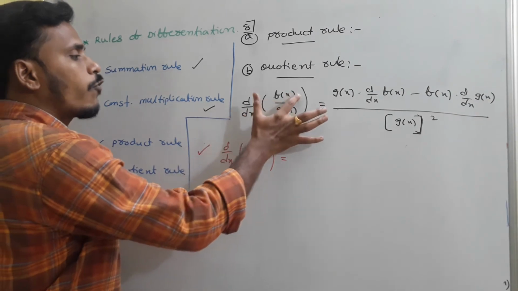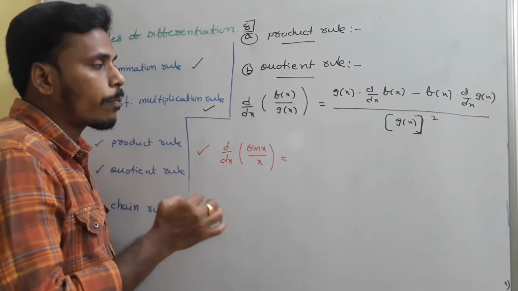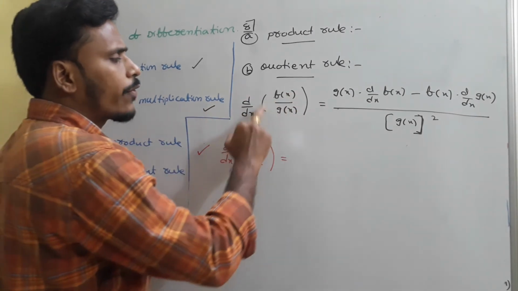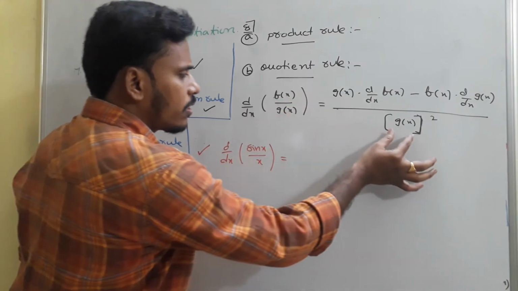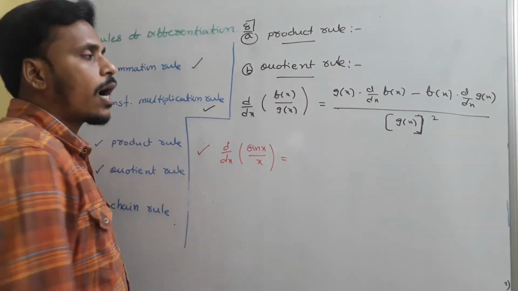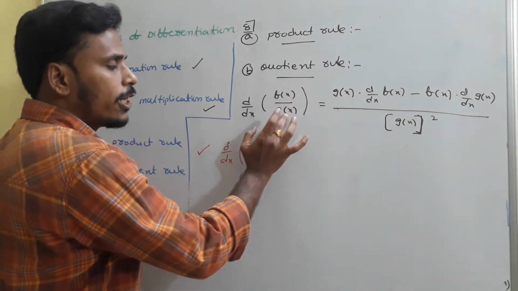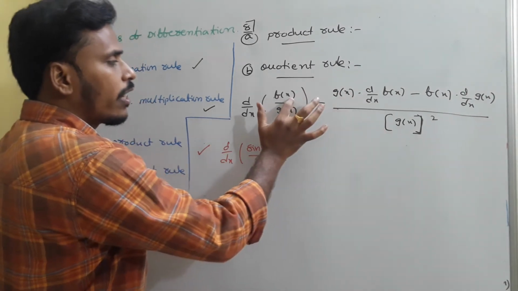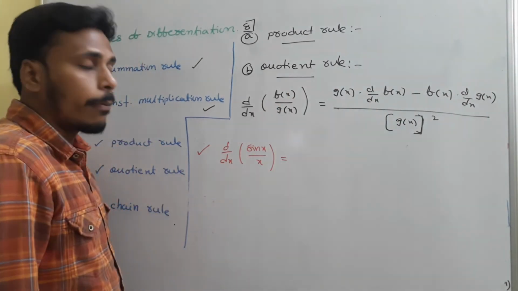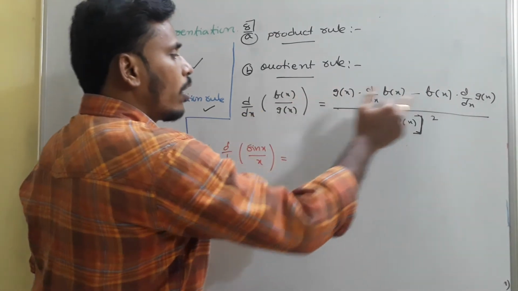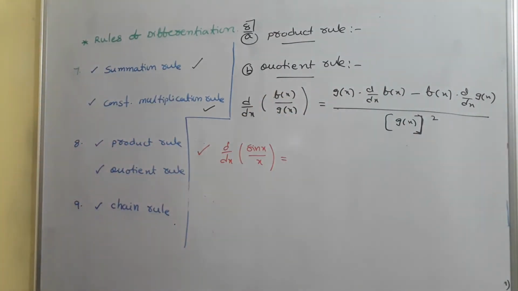D by dx of f of x by g of x is simply, if you go with the definition method, your answer is simply g of x, the denominator, square, and the numerator, see, the denominator g of x into derivative of this numerator f of x minus f of x into derivative of the denominator g of x. Likewise, we need to solve.